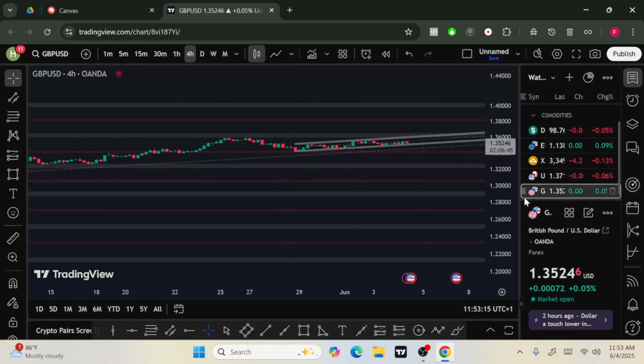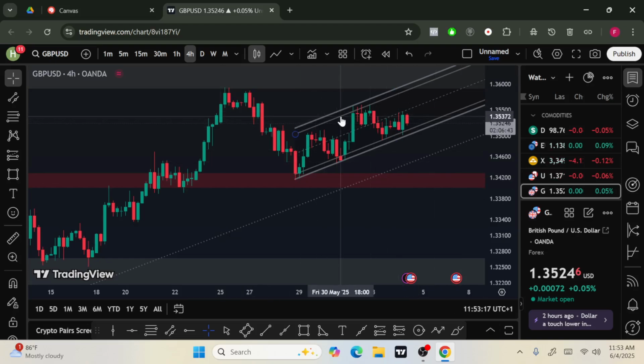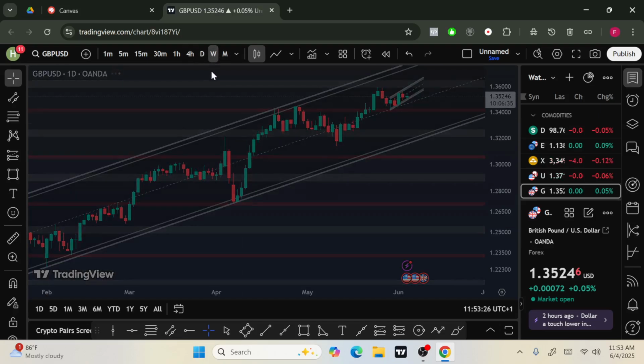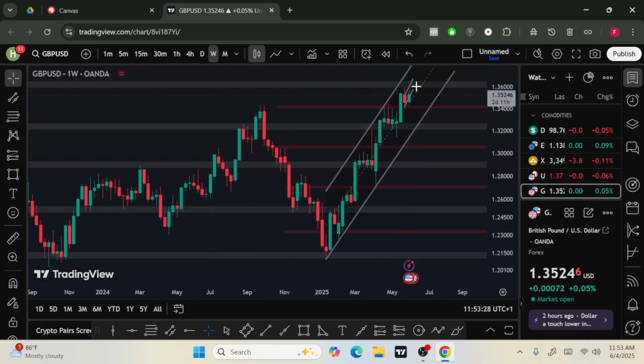Now, if I come to 4 hour, now this is another movement, another trend inside the weekly. This particular one you are seeing here, that is what you are seeing on your daily and weekly time frame. You see, this is it too on weekly. This is weekly time frame. But this particular channel is for my 4 hour time frame. So I can hide it.